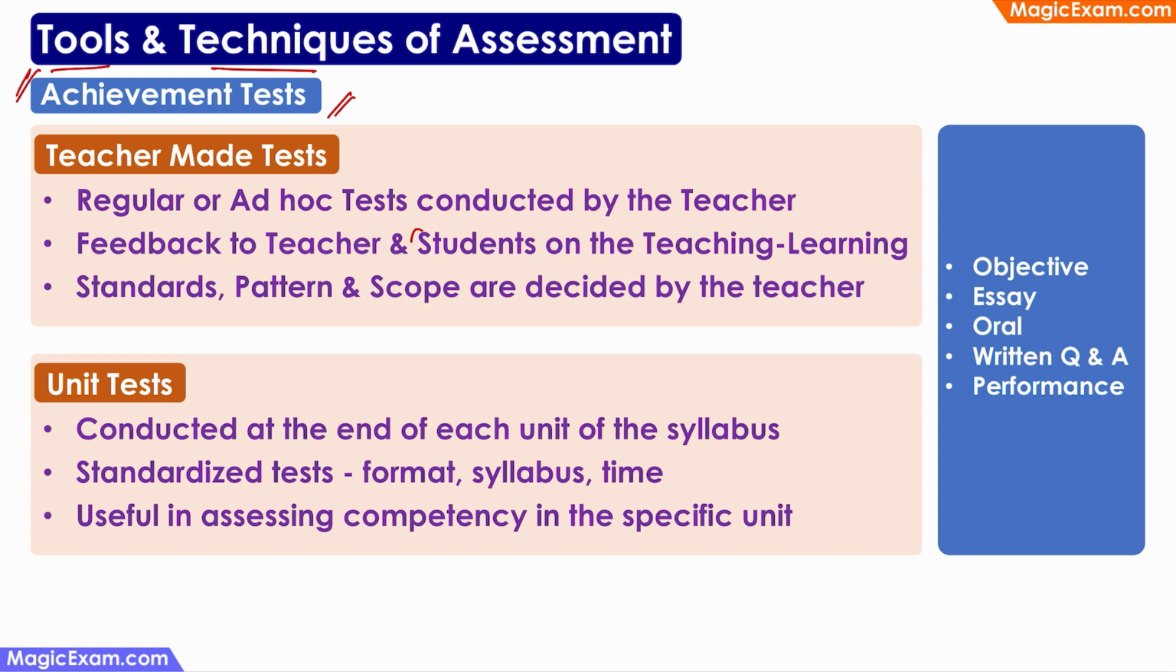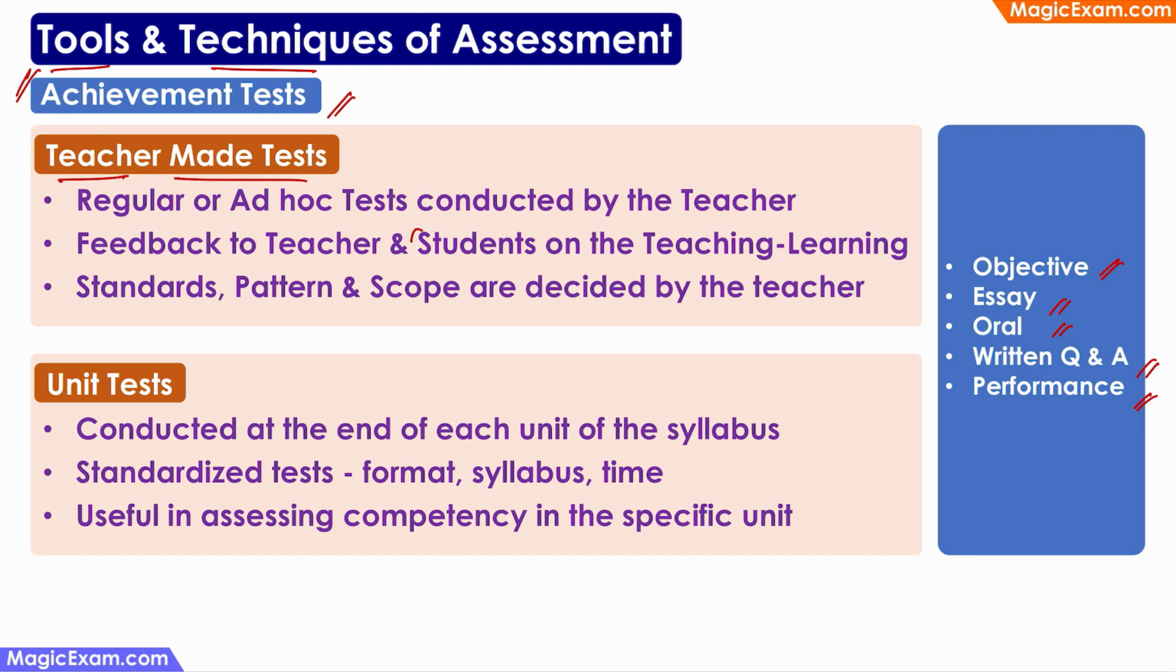Now, these achievement tests can be objective type test, essay, oral type, written type, performance test. So they can be any type of test. Now, these achievement tests can be broadly classified into two types. They can be teacher made tests, where the teacher is actually conducting the test at the end of every week or at the end of a particular chapter, or ad hoc, that is at the middle of a chapter, to understand what children have learnt during that period of time or from those particular chapters or topics.